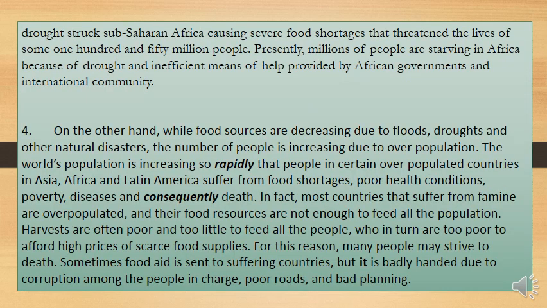Let's now move to paragraph 4. On the other hand, while food sources are decreasing due to floods, droughts, and other natural disasters, the number of people is increasing due to overpopulation. So in this paragraph, the writer discusses the problem of overpopulation. The writer mentioned in paragraph 1 that overpopulation is one main reason of famine. So because there is an overpopulation in certain regions or countries, the amount of food is not enough for all this amount of people. That's why they are suffering, because food is not enough for all of this population.